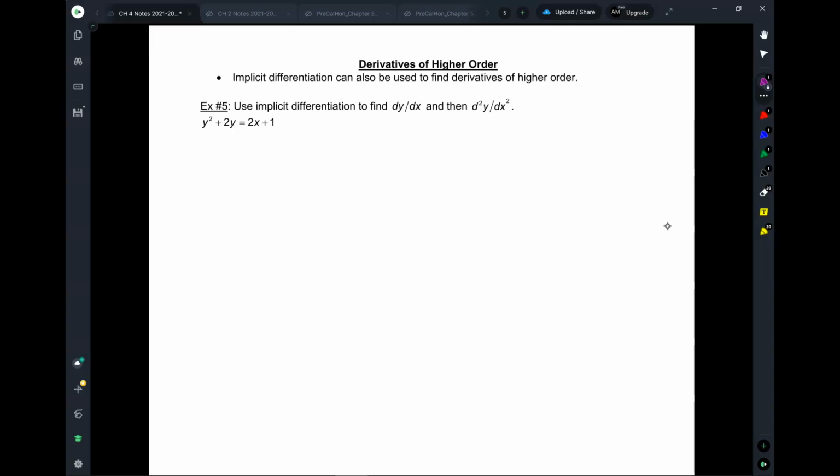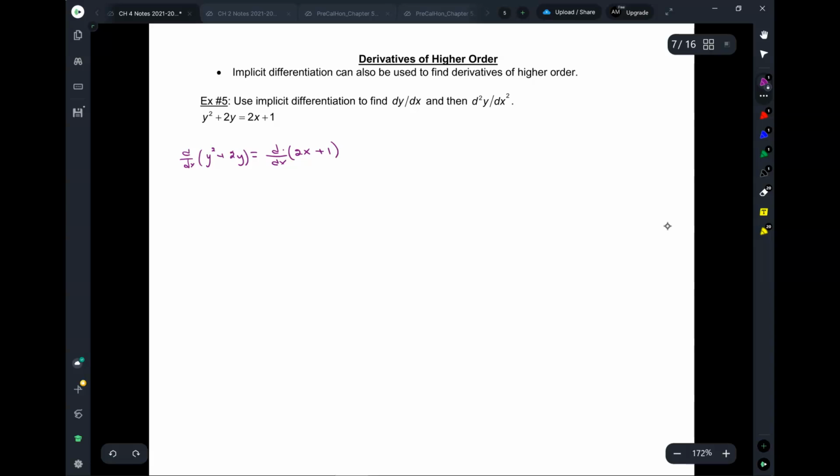y squared plus 2y equals 2x plus 1. We're going to use implicit differentiation. So d/dx of both sides: y squared plus 2y equals d/dx of 2x plus 1. Derivative of this side: 2y dy/dx plus, the derivative of 2y would have just been 2, but now it's 2 dy/dx, equal to the derivative of this, which is just 2 plus 0.